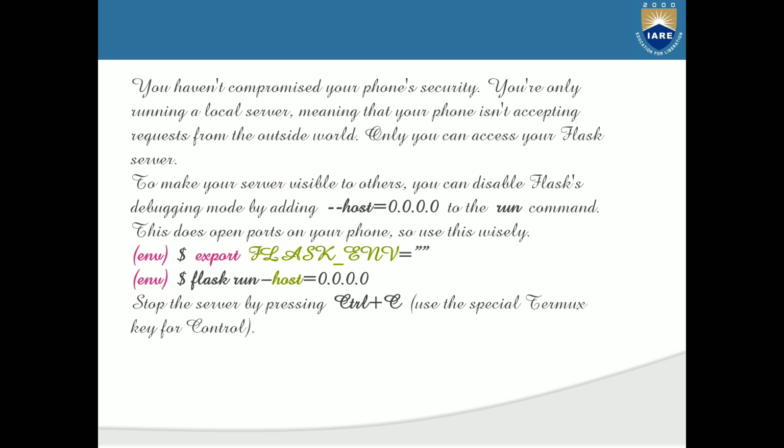env export FLASK_ENV equals empty quotes. env flask run host equals 0.0.0.0. Stop the server by pressing Ctrl plus C. Use the special Termux key for control. So here is our program.